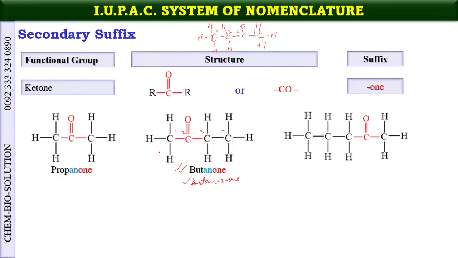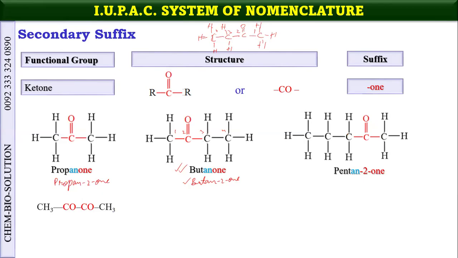But in Pakistan, for intermediate students, we suggest that they should write propan-2-one. But according to IUPAC, it is not necessary to mention the position of the ketone group in propanone and butanone. But it is necessary to mention the position in pentanone, because pentanone could be pentan-3-one, the double bond with oxygen, that is the carbonyl carbon. It could be there as well.